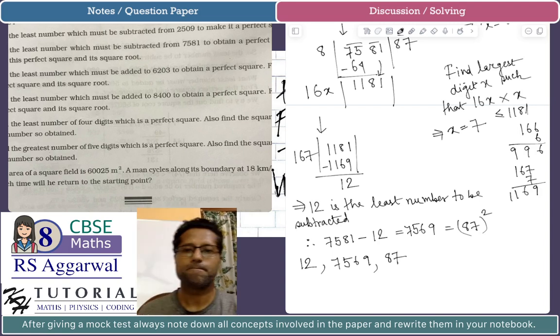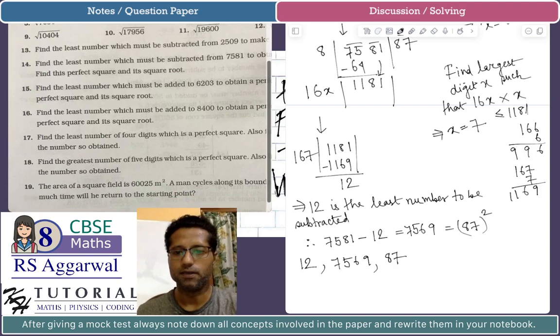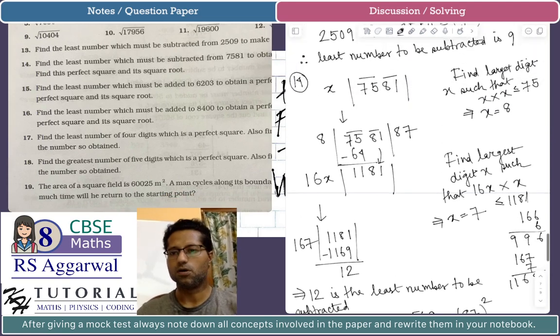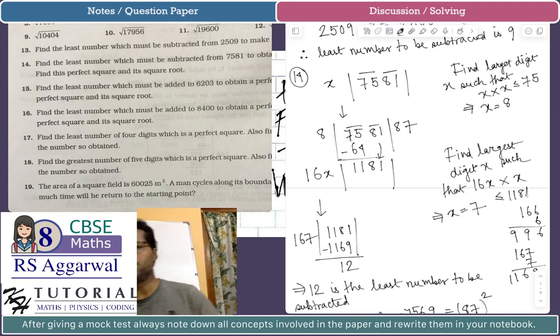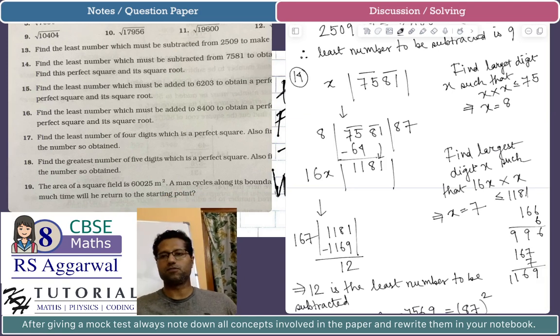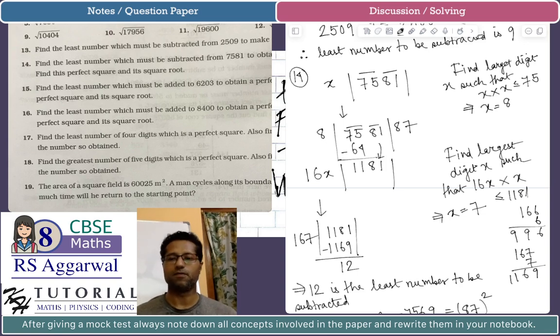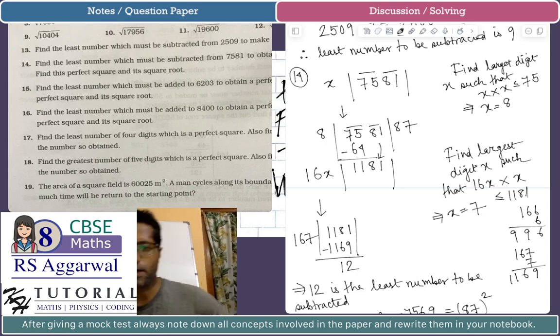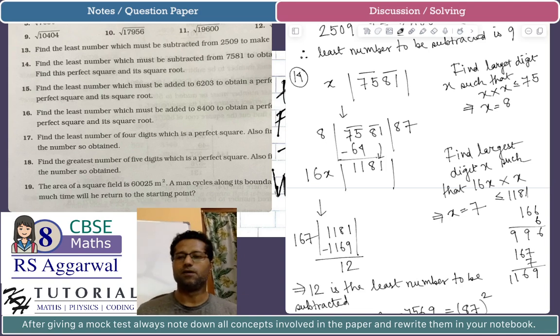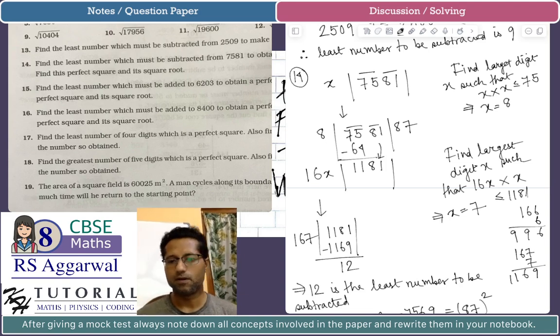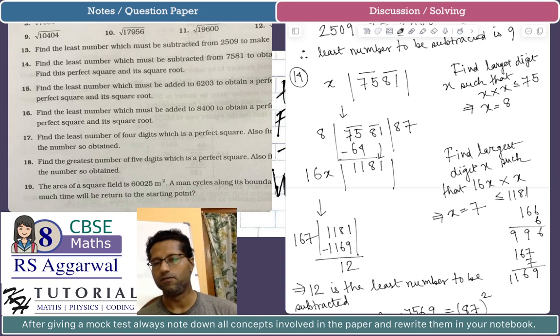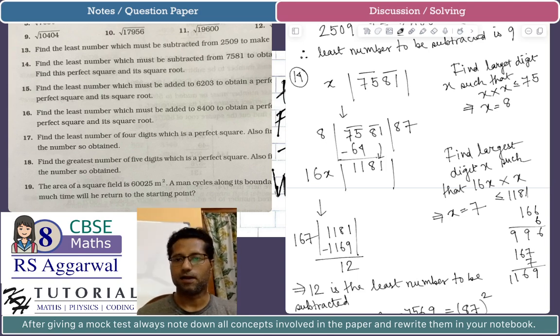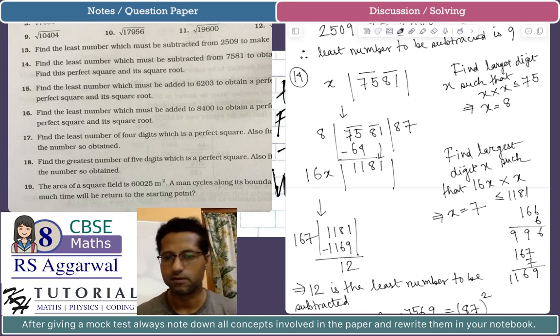87. Okay. This was question number 14. So this was all about finding the least number. The pattern of this question is finding the least number that must be subtracted from a given number to make it a perfect square. If we subtract the least number from the given number, the resulting number will be a perfect square, and its square root will be the final quotient in the long division method. Okay.